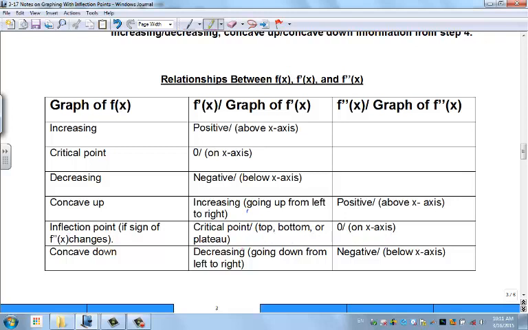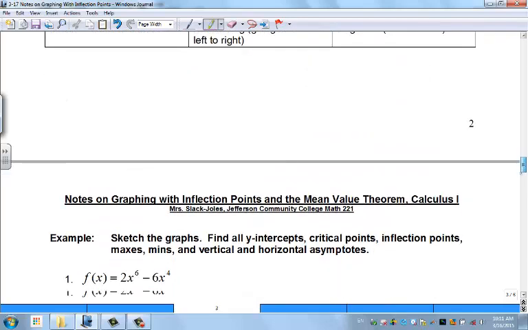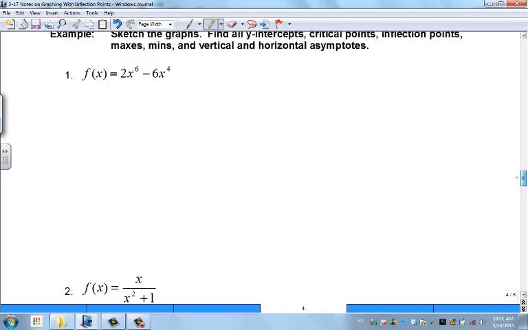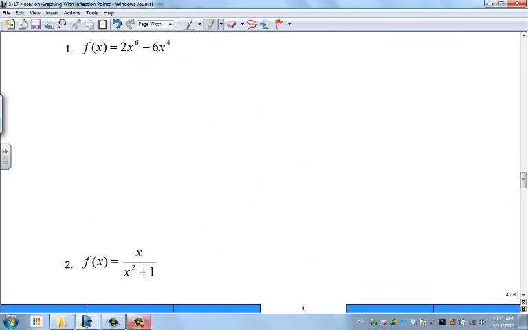This chart is very handy. Please keep it handy when you're doing your homework on Thursday. I'm going to do 2 examples of graphs for you now. Let me see how I am for time. Okay, I'm deep in time-wise, but that's the way it goes.